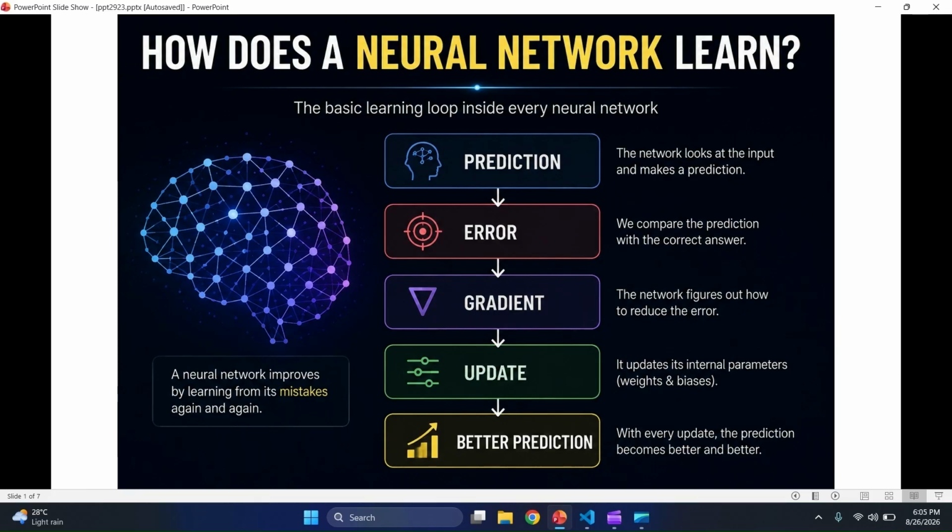The model makes a prediction, then we measure how wrong it is, and we calculate the gradient and update the parameters, and then we do it again and again and again. So let me break it down with a really simple example. How does a neural network actually learn? Let's go to the next slide.